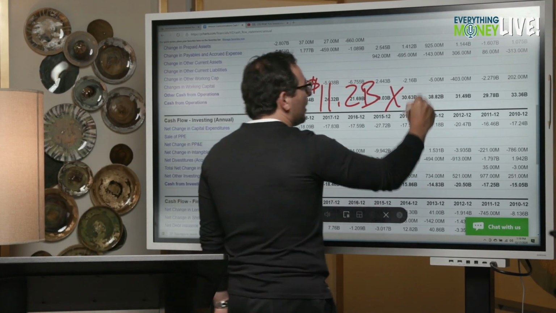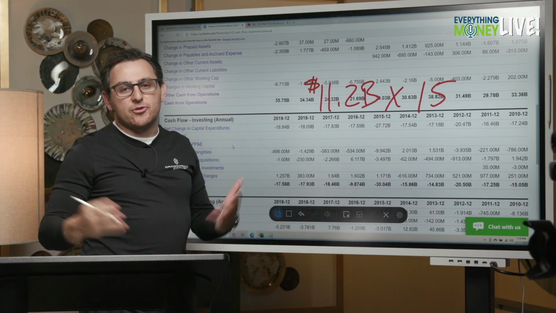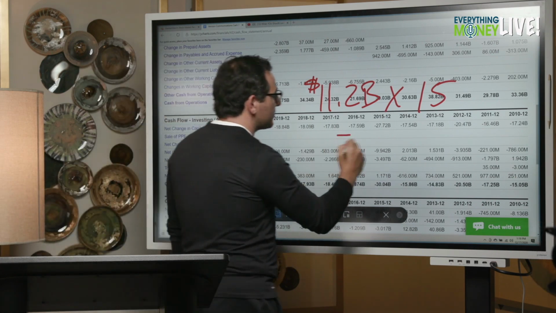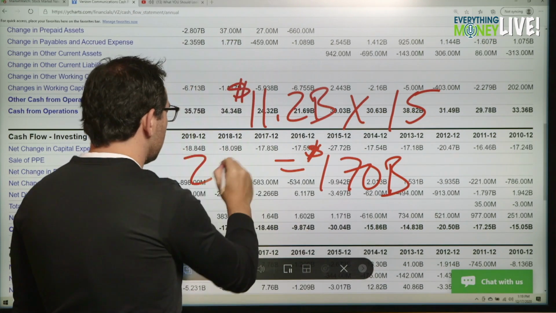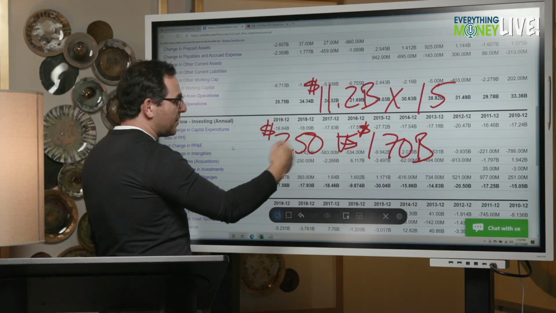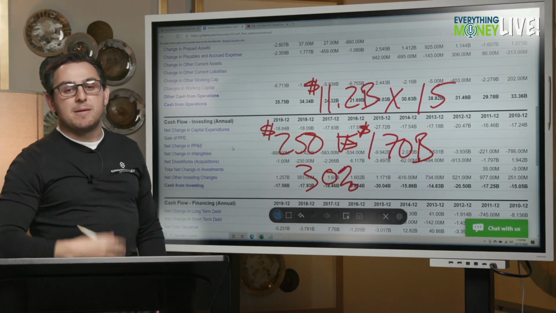For Verizon, I want to multiply it by the historical average of 15 times earnings, because cash flow and earnings are about the same over long periods of time. 168. 170 billion. What was their market cap? 250 billion. Yep. So we need a drop of 30% for this to be selling for what it's worth. So now remember. Oh, go ahead, Paul.